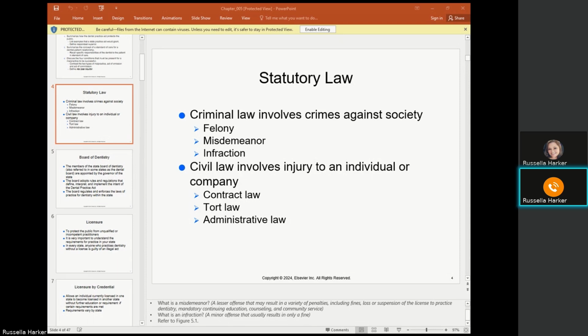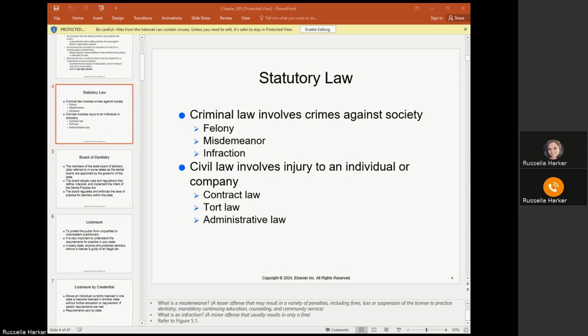So if you're practicing outside of your scope, doing things that are not outlined for your duties in the Dental Practice Act of your state, then you are committing a crime. An infraction is a minor offense that usually results in a fine. So let's say maybe the dentist didn't pay their renewal fee for their license. They may be charged with an infraction and have to pay a fine for that.